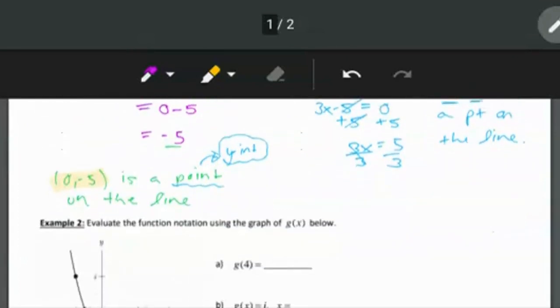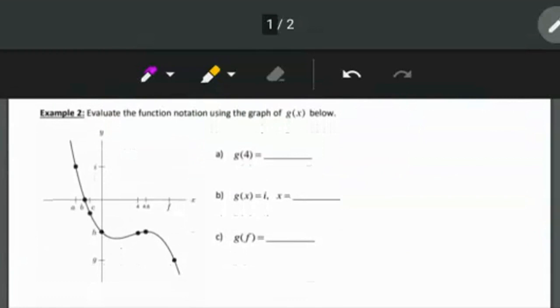All right. Moving on to example 2, it says evaluate the function notation using the graph of g of x below. All right, so this graph is kind of in general, but we need to use it to help us. So in part A, function notation, g of 4, 4 is the x value. They want the y value that goes with it. So go over to 4, follow it down. The y value that goes with it is called h. It's a letter, so that's the best we can do. That's our answer. Our answer is h.